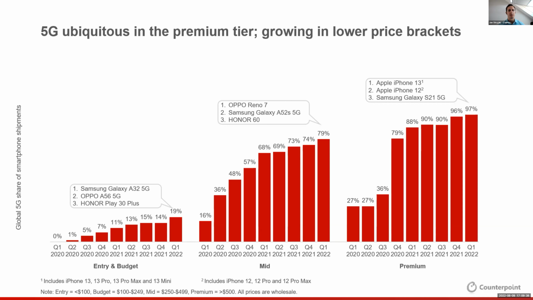So we have the Samsung Galaxy A32 in there. We also have the Oppo A56, and then the Honor Play 30 Plus as well. Now, the Honor Play 30 Plus is one of the cheapest 5G phones available. The ASP is around $150, but it does sell almost exclusively in China. But those lower priced offerings are certainly helping push 5G smartphones down the price tiers, and therefore making them more affordable for people in more emerging markets.